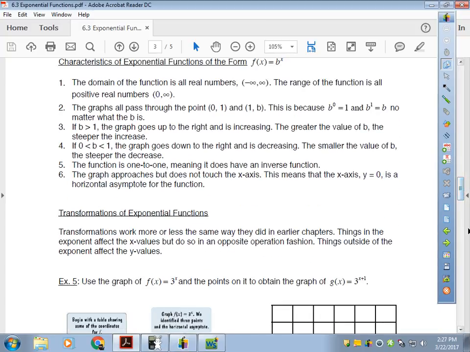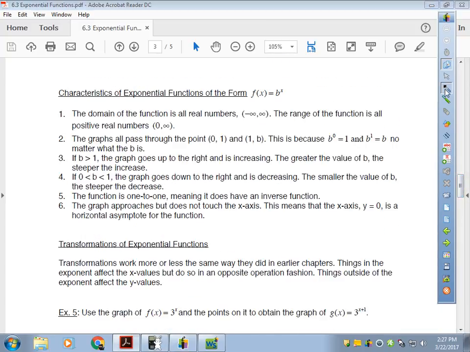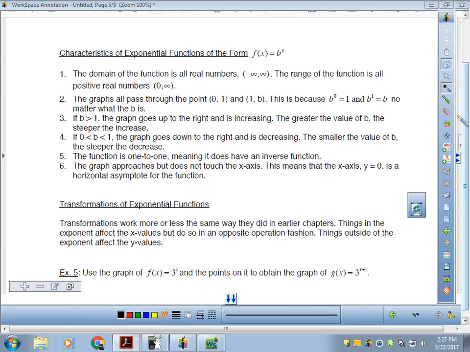So here are some characteristics of exponential functions in general. All exponential functions are going to have a domain of negative infinity to infinity. That's always true. Even if you transform an exponential function, it will still have that domain. The range of an exponential function is 0 to infinity. As I said, it will never get to 0, but it'll get really close, so we don't include the 0. It's 0 not included to infinity.